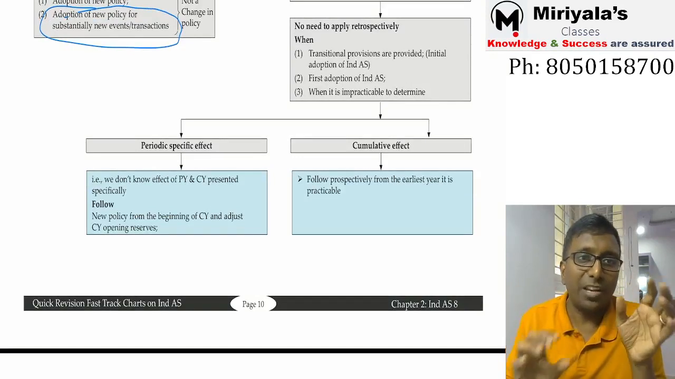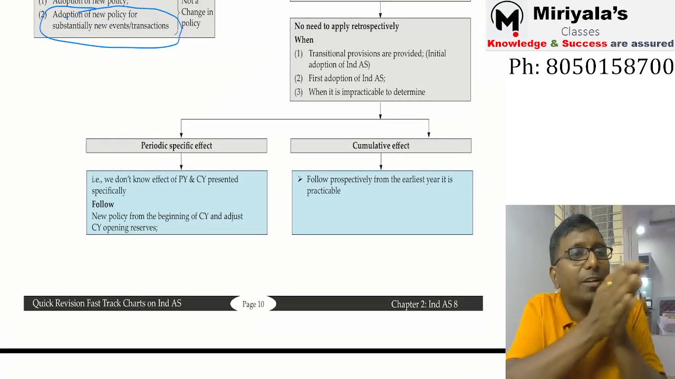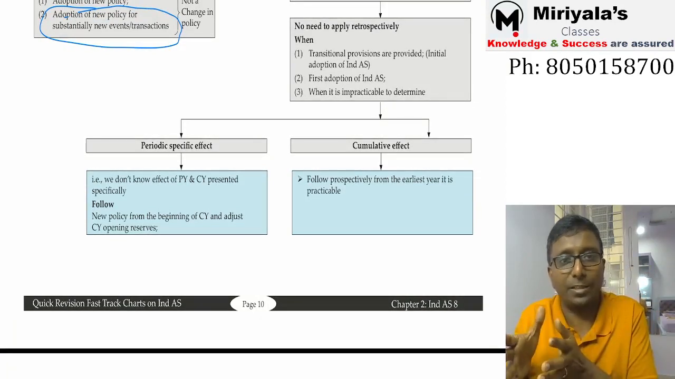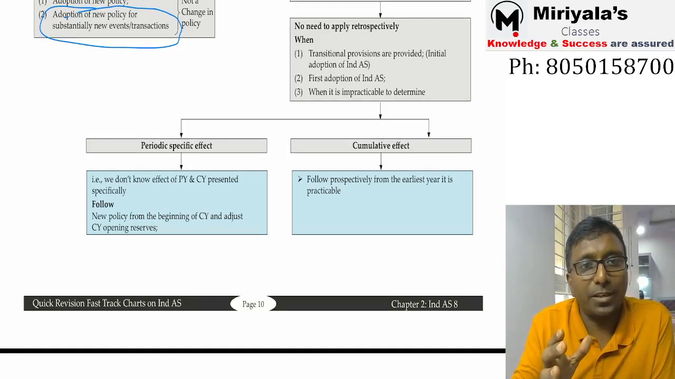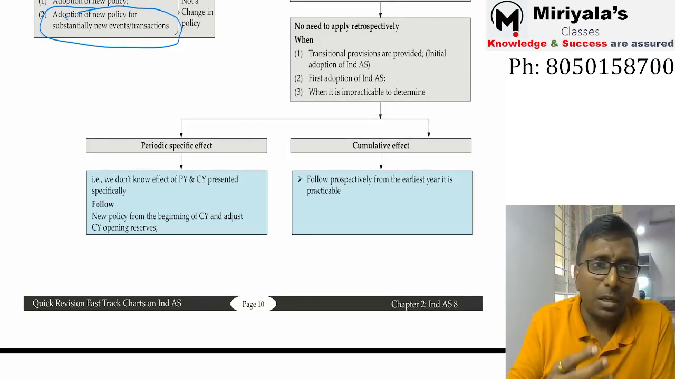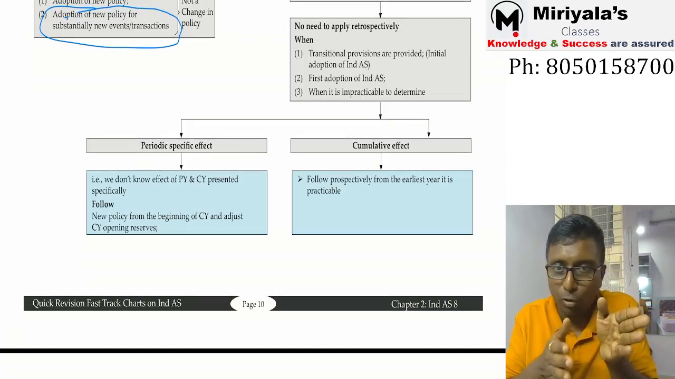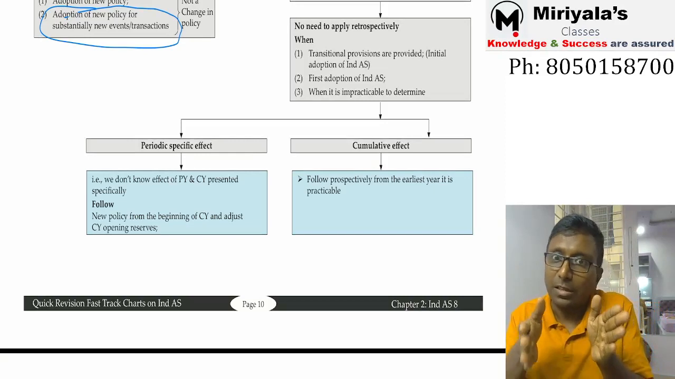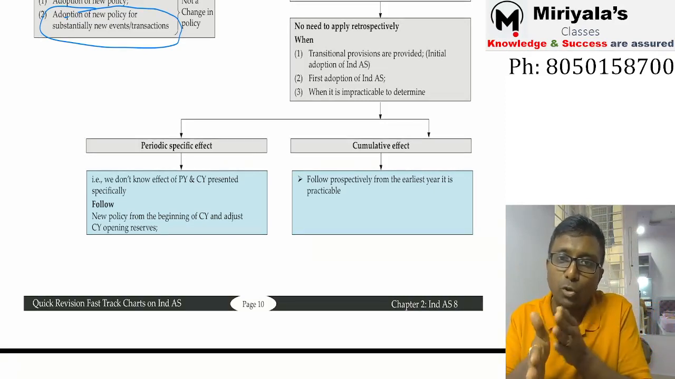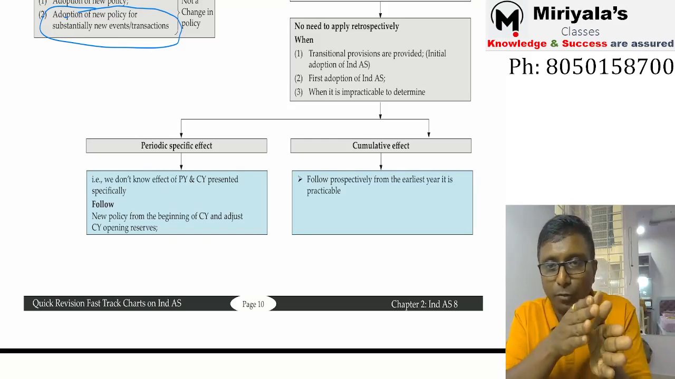Right. If you say period-specific effect, I don't know the effect of the previous year exactly. If you don't know that specifically, what are we supposed to do, sir? Suppose I don't know the last year's impact exactly, then I can't give the impact in the current year. Instead of giving it in the current year, you should adjust it at the beginning of the current year, if the year-specific effect is not known.